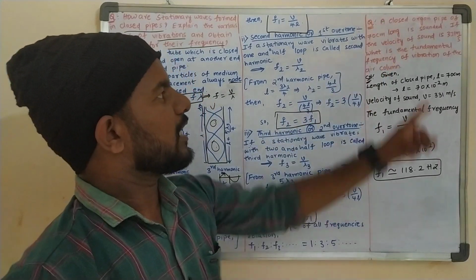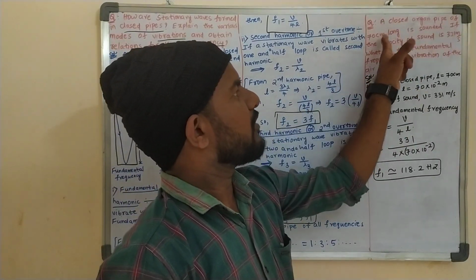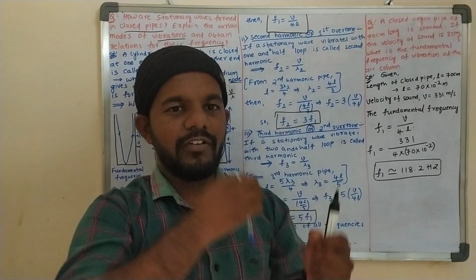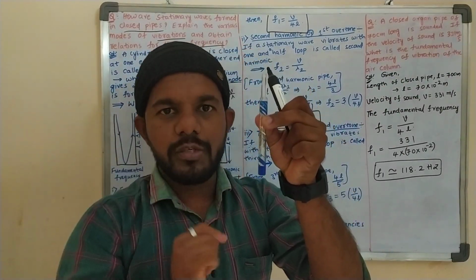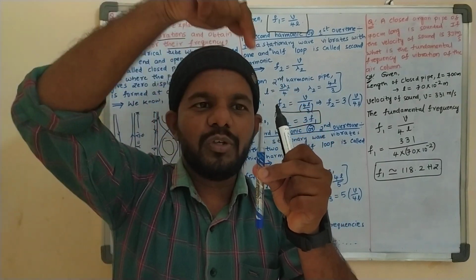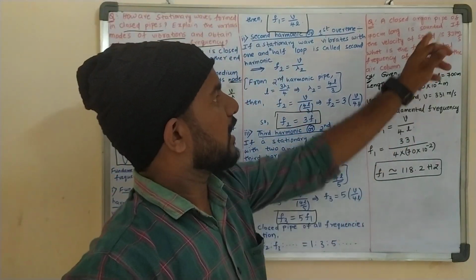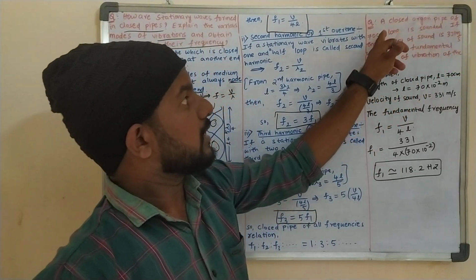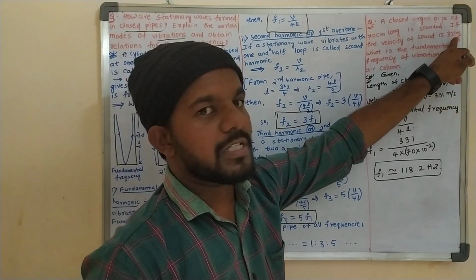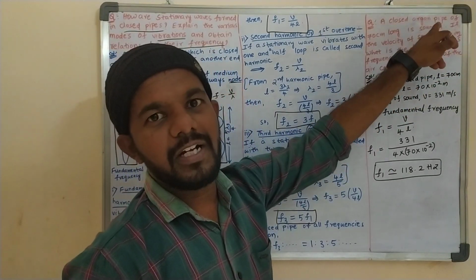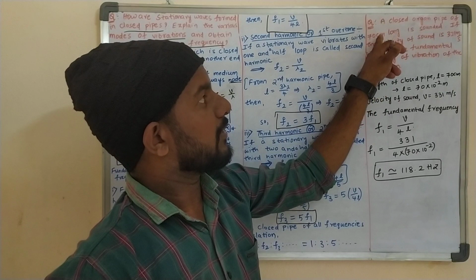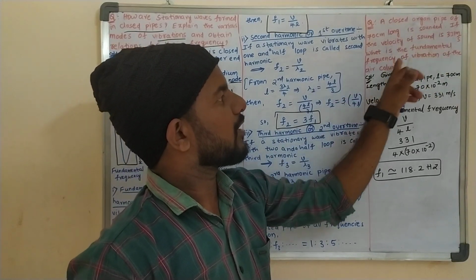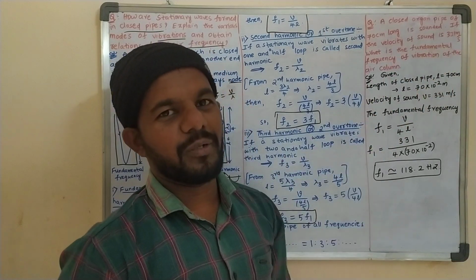And next we are taking that a closed organ pipe of 70 centimeters long is sounded. So this is the pipe of 70 centimeters, and this is the closed pipe. It is sounded, that means we are producing sound waves here. If the velocity of sound is 331 meter per second, here 70 centimeters is there and here meter per second is there, so you need to convert centimeters into meters. Then, what is the fundamental frequency of vibration of the air column?